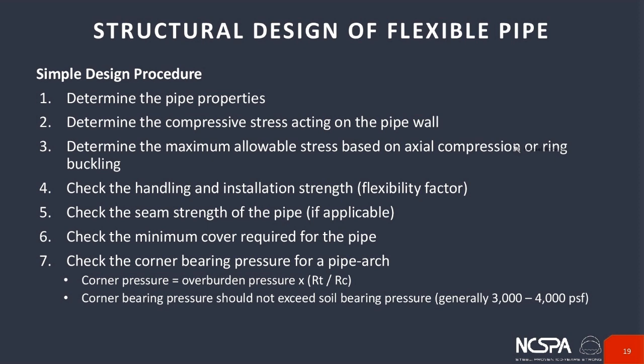This slide boils the procedure down into 7 simple, easy to follow steps. First is determining the pipe properties, i.e. the thickness and the profile. Then you're determining the thrust, the compressive stress acting on the pipe wall. And then you're determining the maximum allowable stress that can be experienced, either an axial compression or ring compression, and then you have the flexibility factor to walk through.